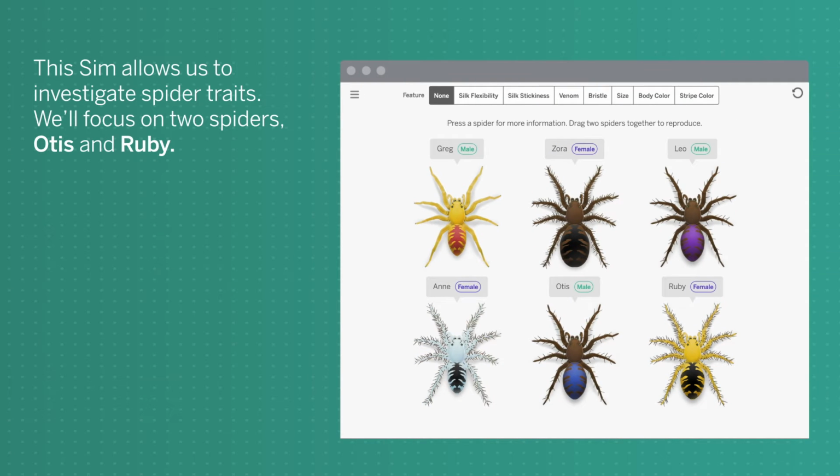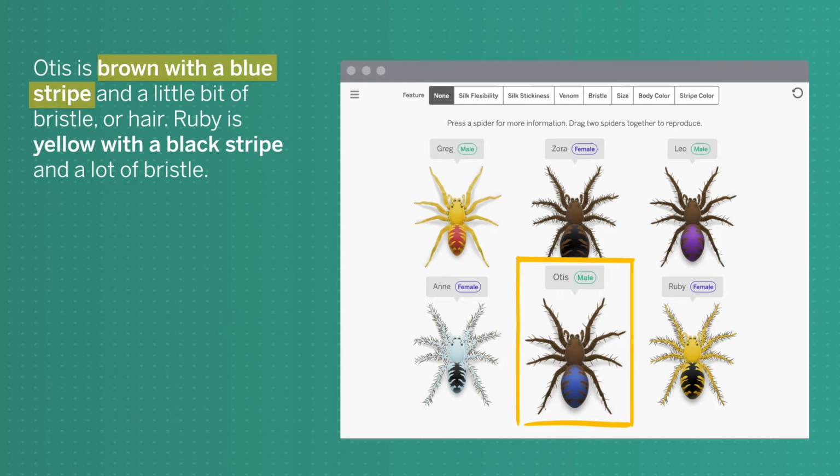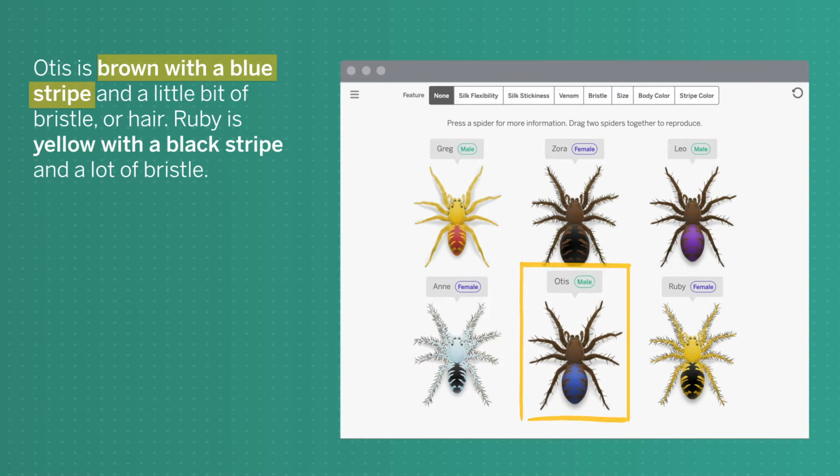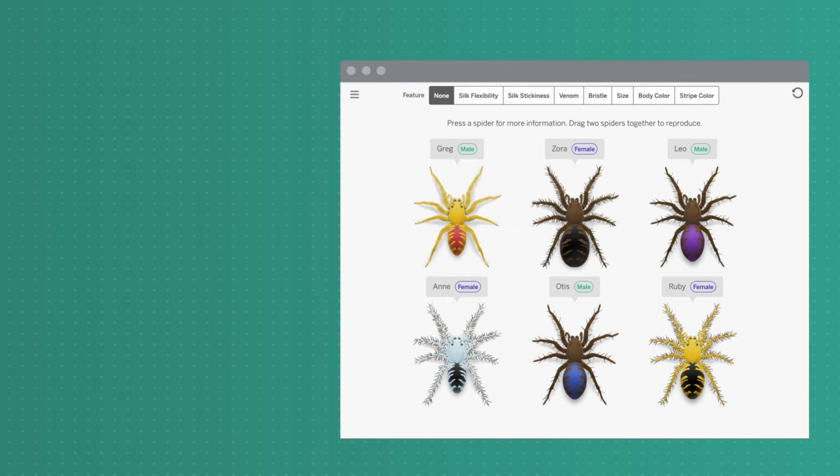This sim allows us to investigate spider traits. We'll focus on two spiders, Otis and Ruby. Otis is brown with a blue stripe and a little bit of bristle, or hair. Ruby is yellow with a black stripe and a lot of bristle.